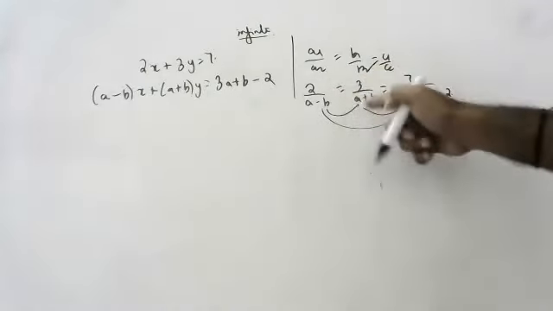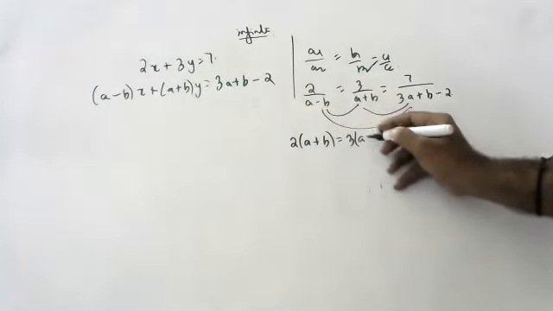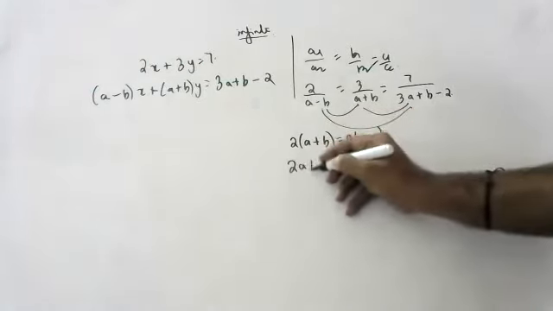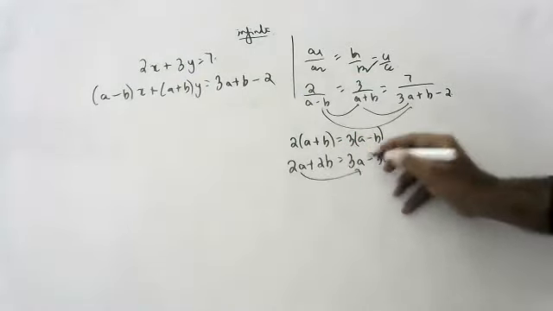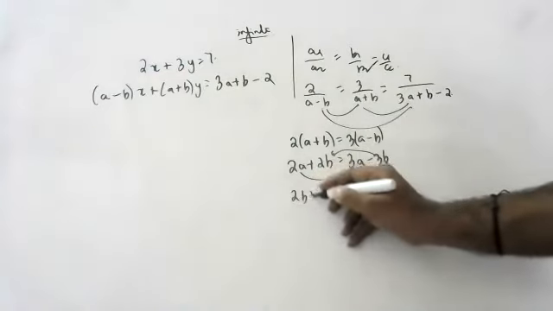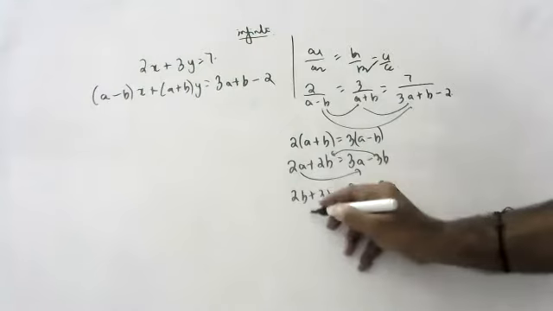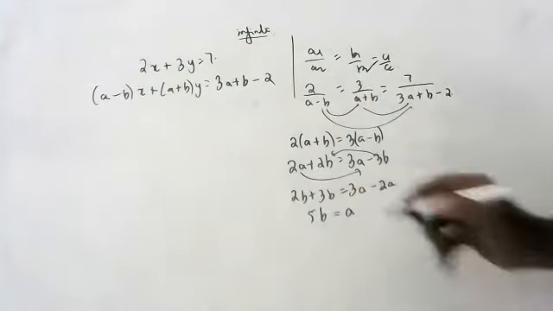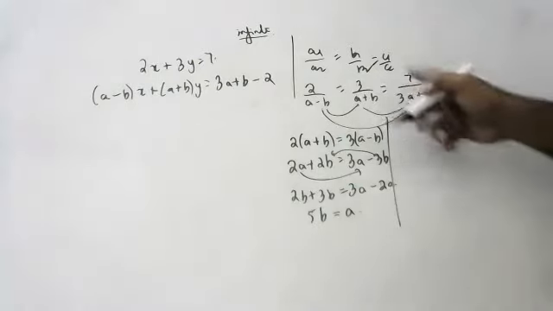Cross multiplication here. 2a plus 2b is equal to 3a minus 3b. This comes here, this goes there. So 2b plus 3b is 5b, equal to 3a minus 2a, which is a. So 5b is equal to a. This is one equation, children.